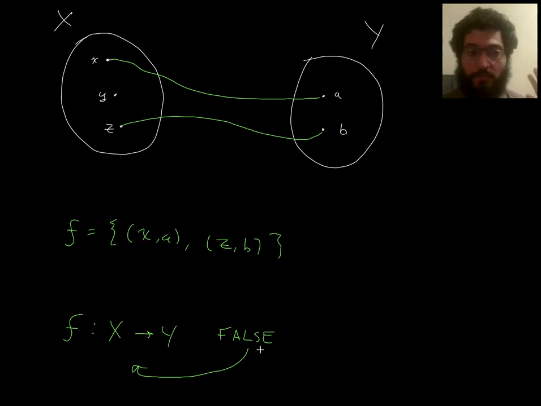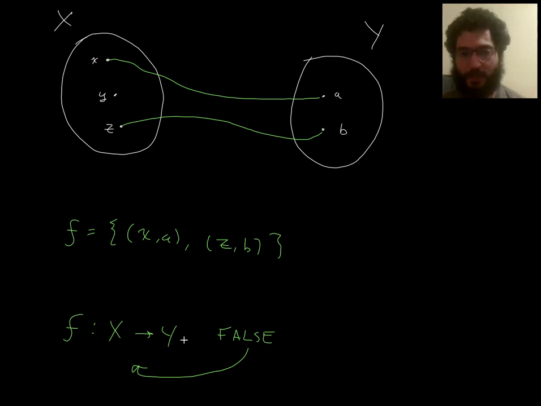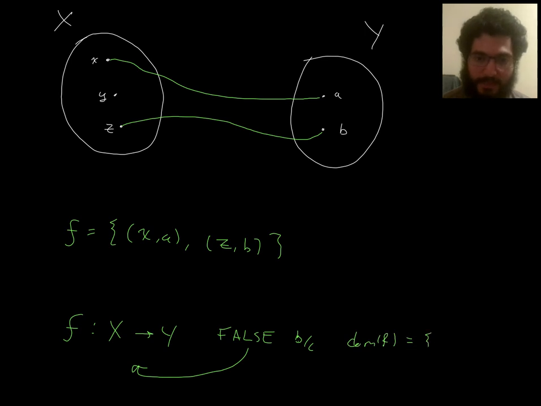So there are three possible ways it could be false if it's false, since this is a conjunction of three things. It could be false because f is not a function. That's not a problem here. F definitely is a function. It could be false because the domain of f is not equal to x. That's the problem here. It could also be false because the range of f is not a subset of y. But it is here. There's no problem with that. So this is false because the domain of f actually just consists of these two, and that's not all of x.